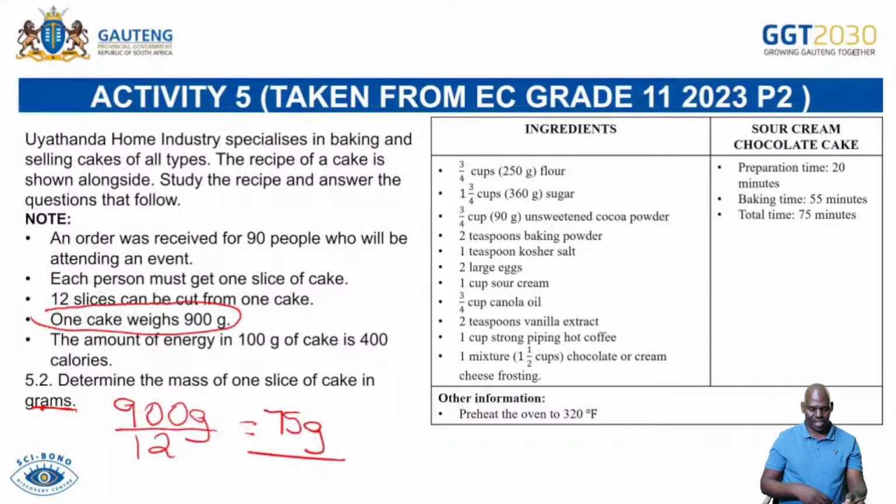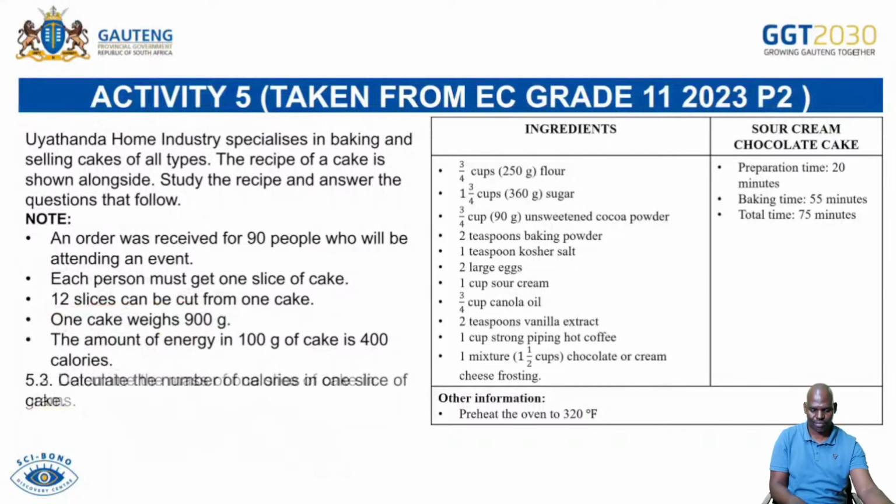grams. The information is given there because they say determine the mass of one slice of cake in grams. Then I know that the whole cake is 900 grams, but I can get 12 slices. So it means I take 900, I divide it by 12, I get 75 grams. That is how easy these questions are, boys and girls.